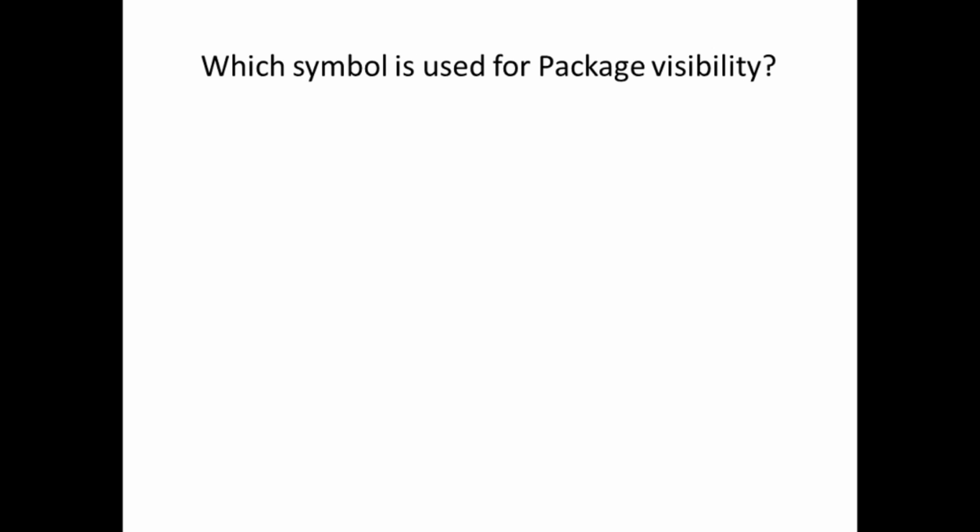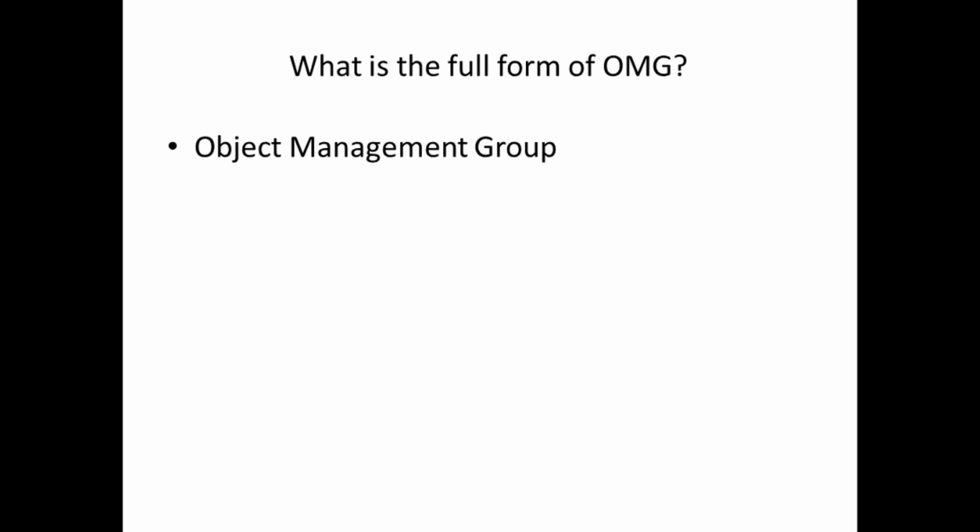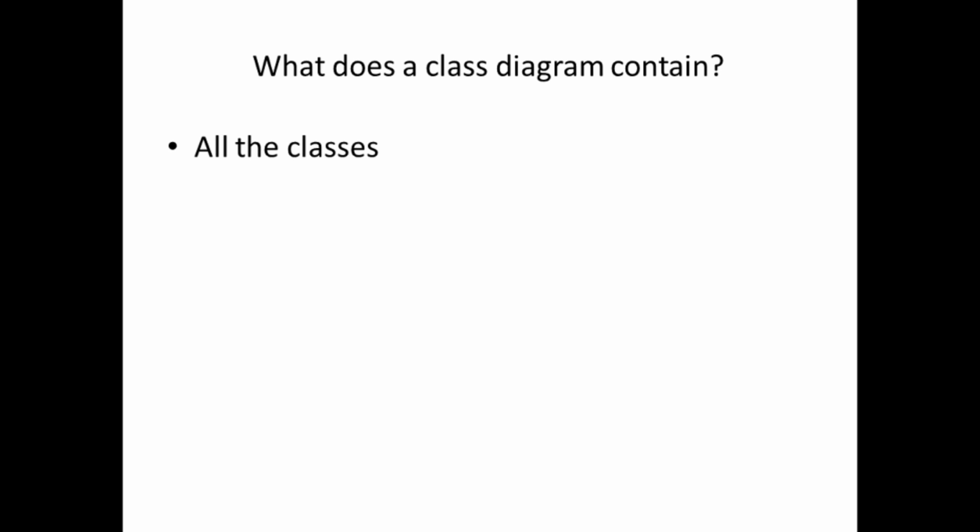Which symbol is used for package visibility? For package visibility, tilde sign is used. This sign is known as tilde sign. What is the full form of OMG? Not oh my god. Object Management Group. What does a class diagram contain? Remember, class diagram contains all the classes, relationship between classes and constraints.